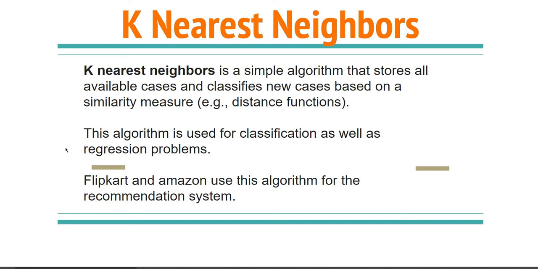And one thing to be noted is that Flipkart and Amazon use this algorithm for their recommendation system. So what is a recommendation system? Whenever you are purchasing a smartphone, Flipkart or Amazon recommend something like tempered glass or earphones. This is implemented with the help of k nearest neighbor.